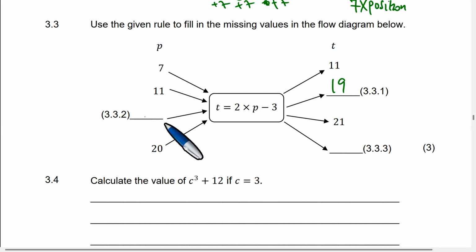So let's look at 3.3.2. There is a number that you put here and it produces 21. What is the number that must be here? Like the others, there must be a number here that is going to produce 21. That will be the answer to 3.3.2. Then we're going to put it in the blank here. What is that number?